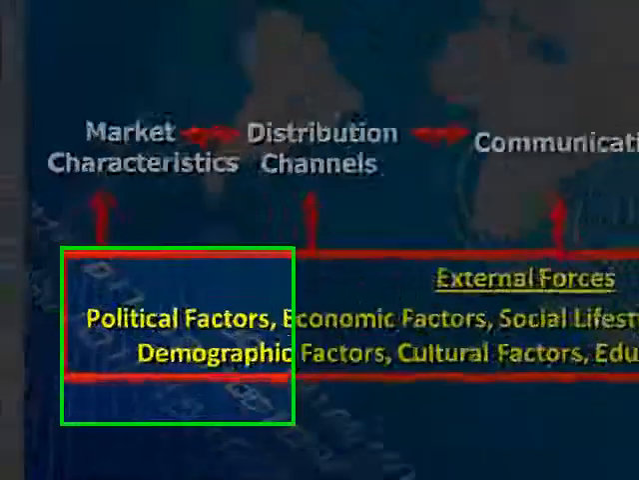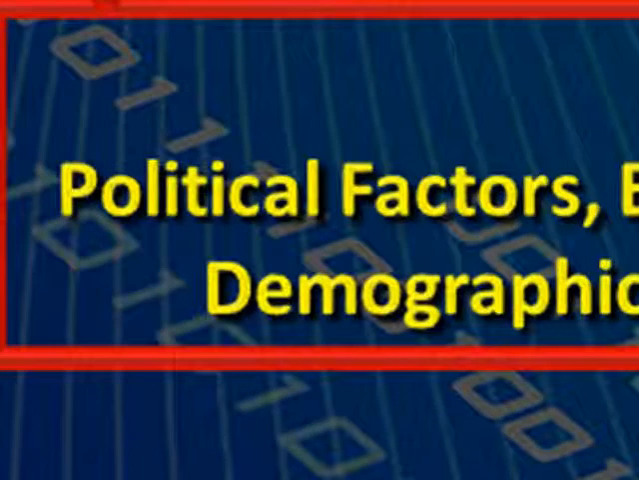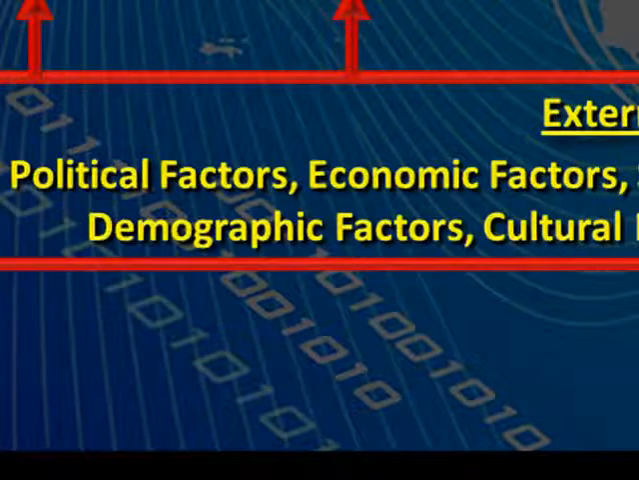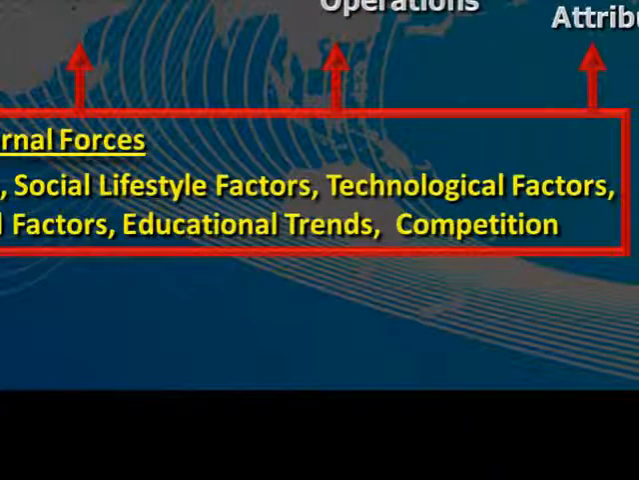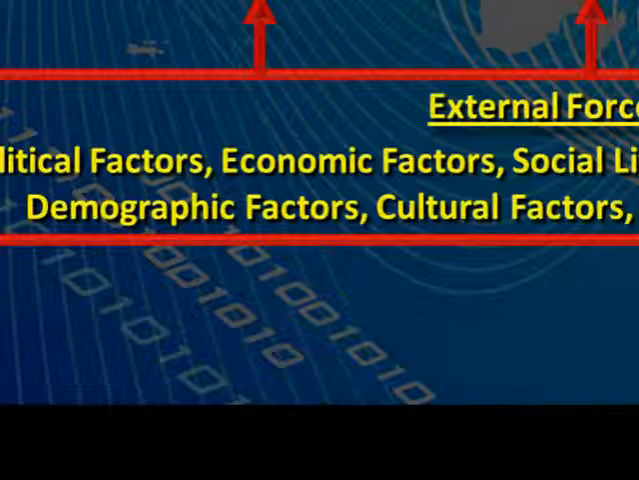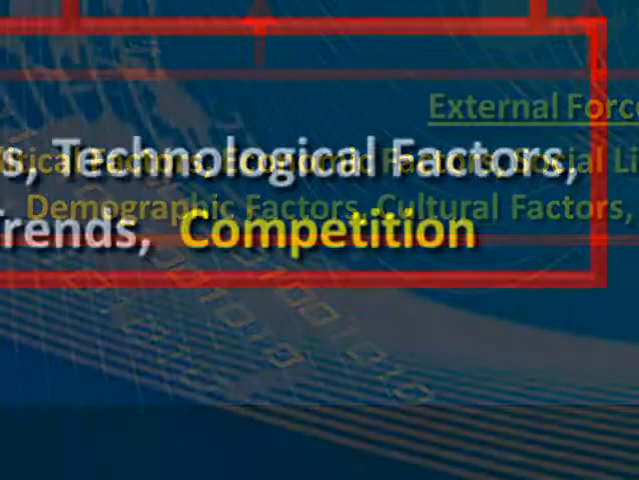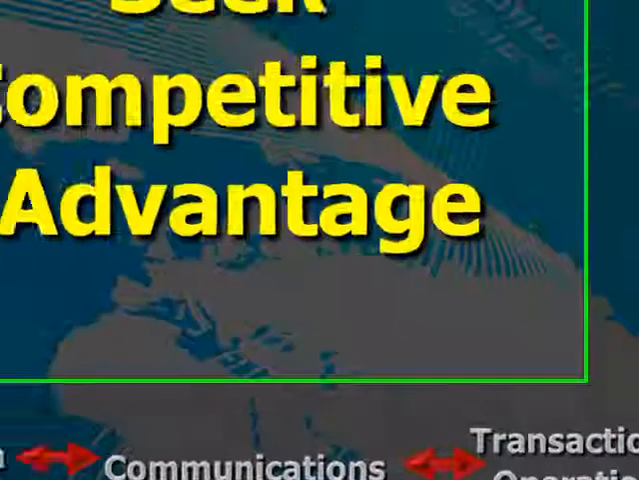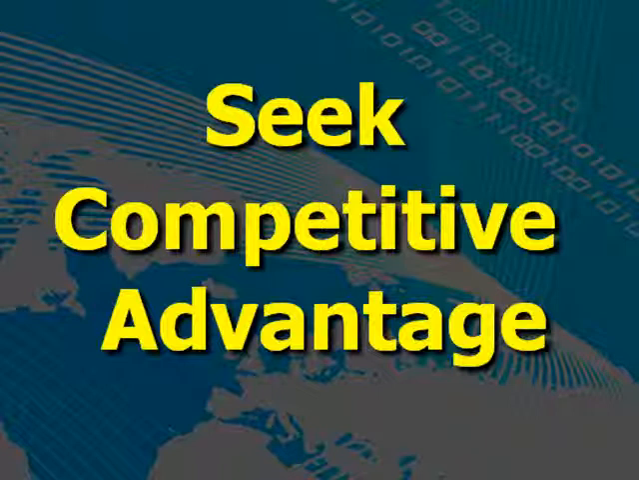Some examples of external forces include political factors, such as government regulations that require compliance, economic factors, social lifestyle factors, technological factors, demographic factors, and cultural factors. One that I'd like to emphasize a little bit more than the others is the competition. In addition to serving customer motives and needs, you may also need to seek a competitive advantage. This one factor alone can have a tremendous influence on what you must do with the value chain in order to achieve success.